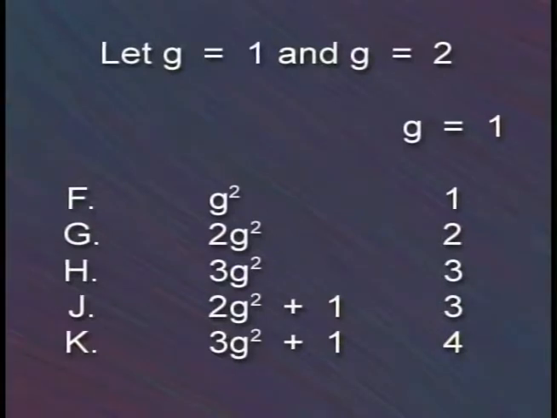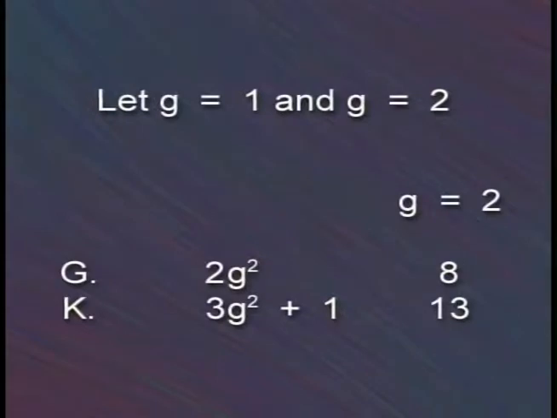Options F, H, and J are eliminated because we did not get an even integer as the problem requested when we substituted the number 1. Now let g equal 2. Option G is now equal to 8, and option K is equal to 13. Option K is eliminated. The correct answer is G.